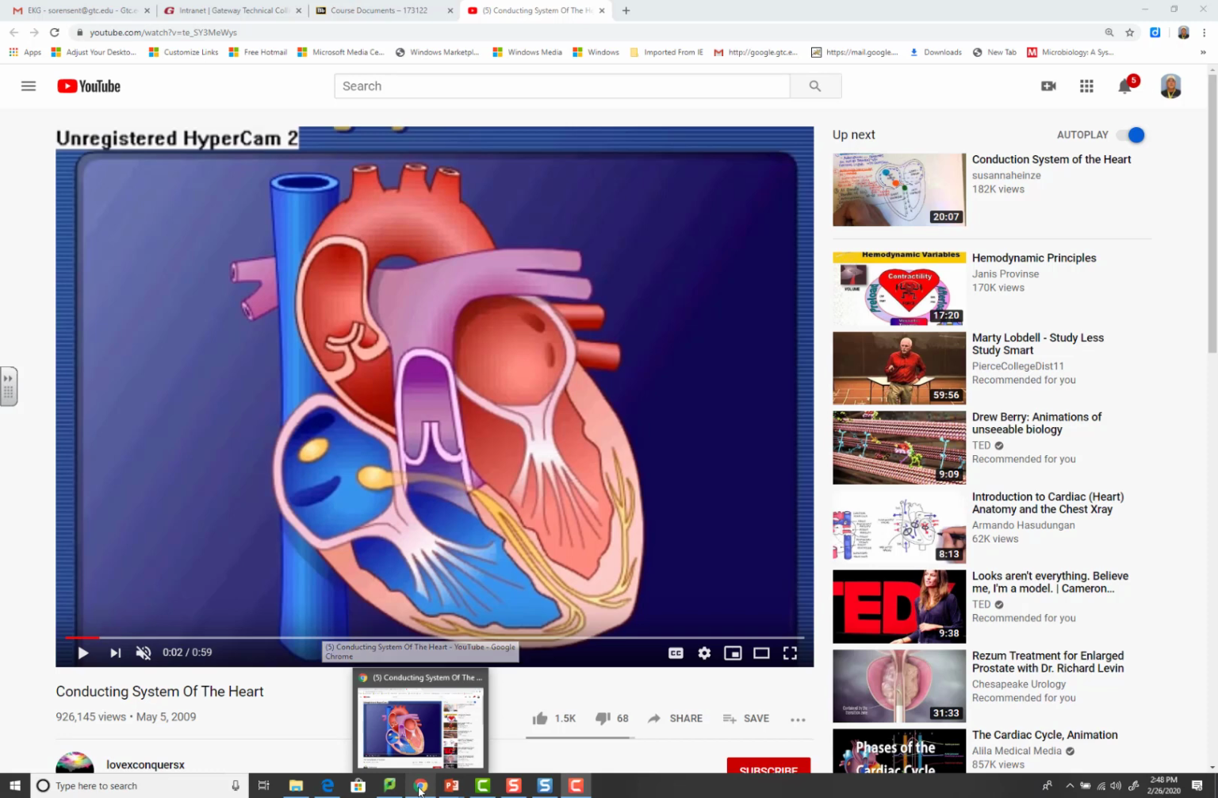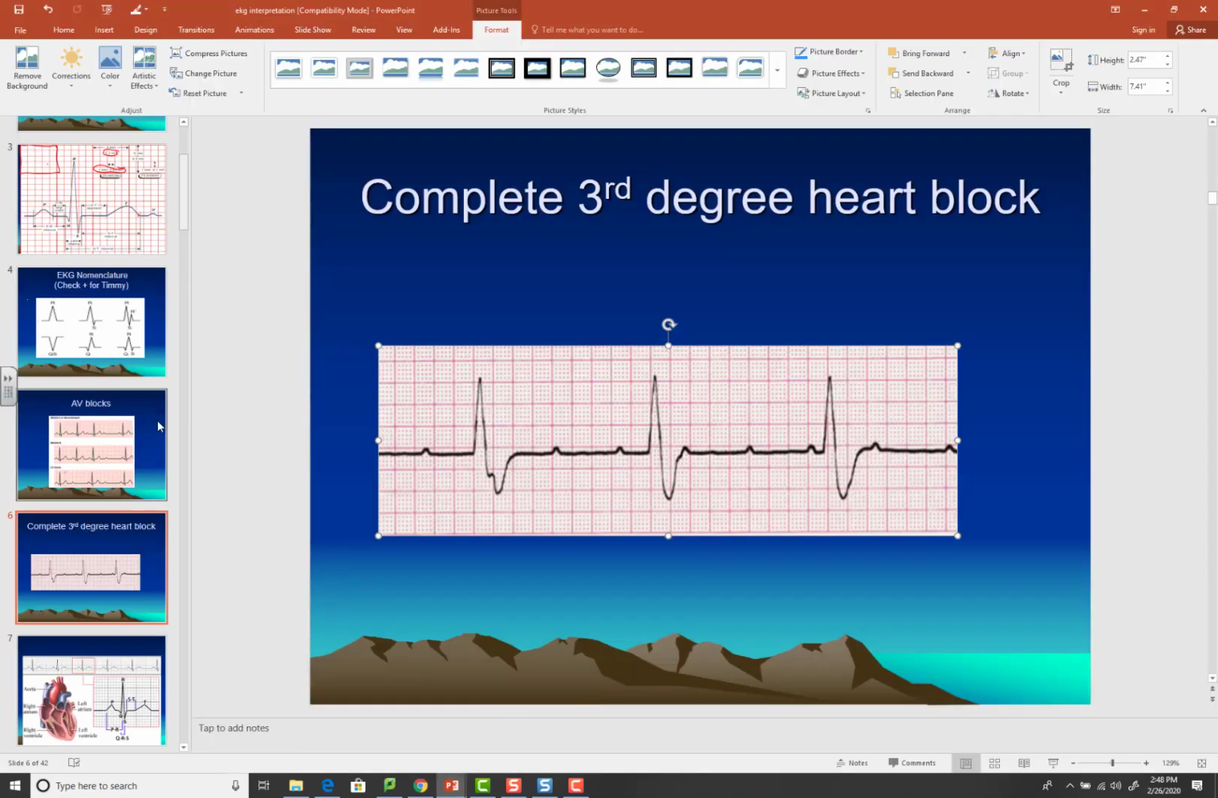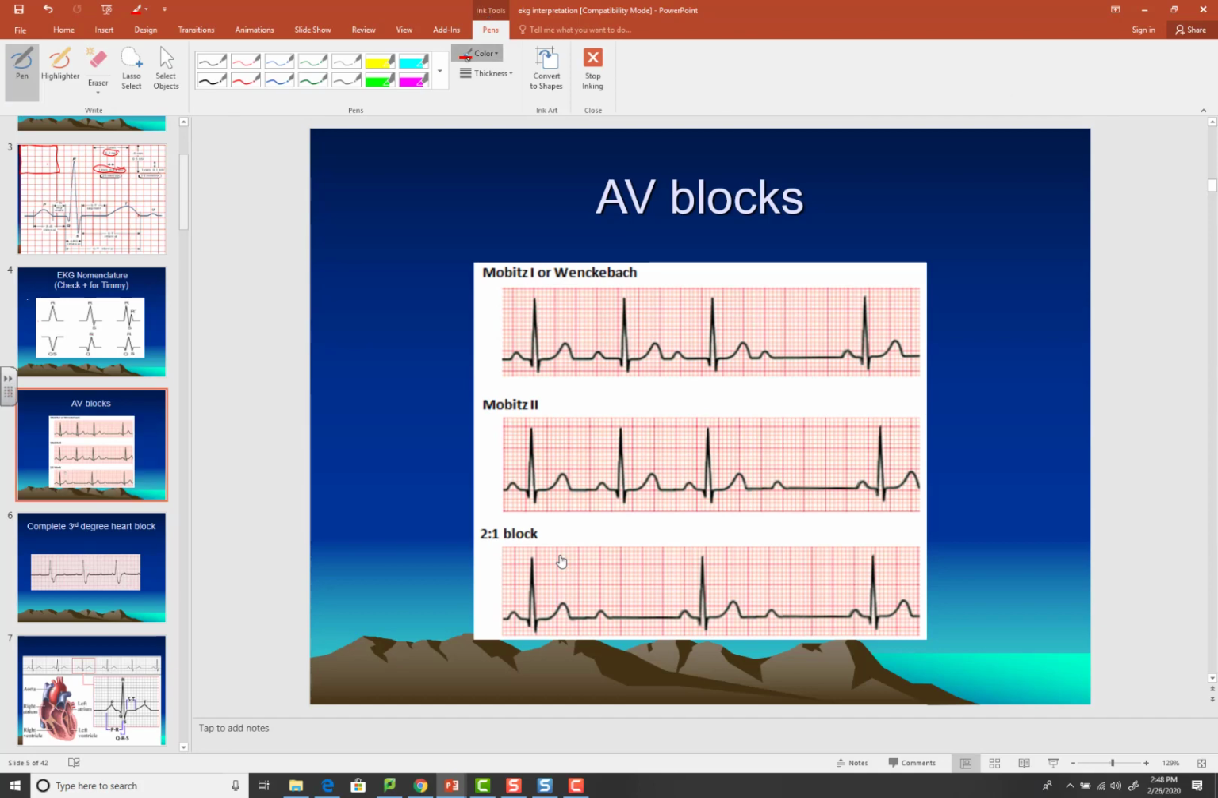Now, there's several different kinds of heart block. So what I'm going to do is talk to you about Mobitz 1, Mobitz 2, and complete heart block.